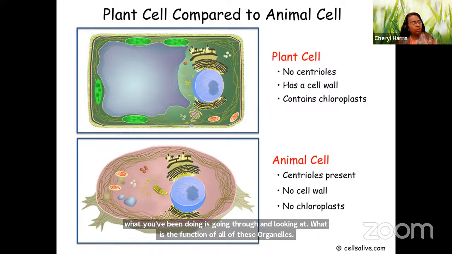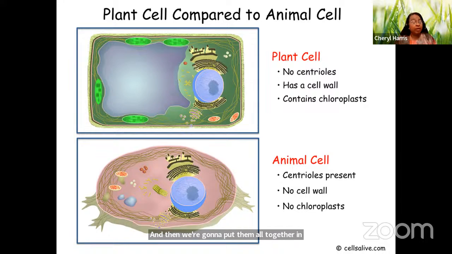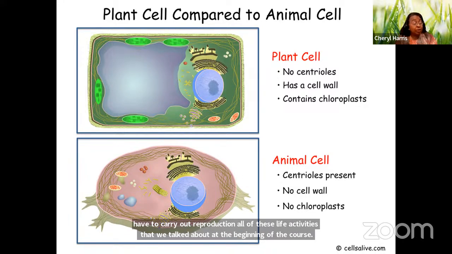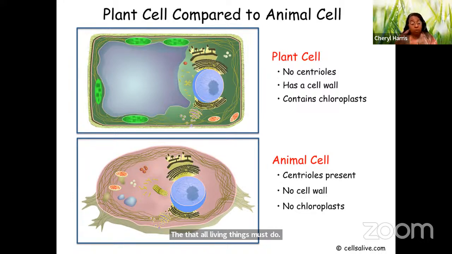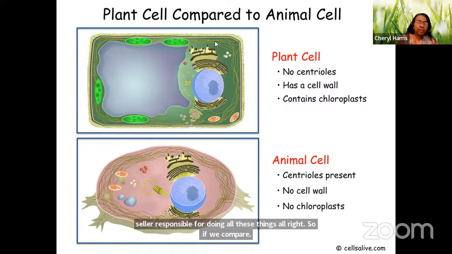And then we're going to put them all together in terms of looking at how they have to carry out digestion, respiration, dispose of waste, and carry out reproduction. All of these life activities that we talked about at the beginning of the course, that all living things must do, have to happen on the cellular level. So that is why we have to look at what parts of the cell are responsible for doing all these things.